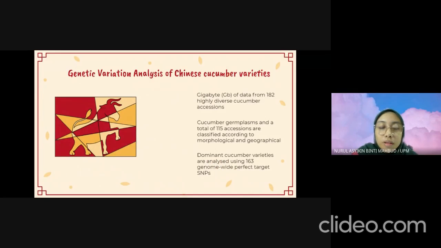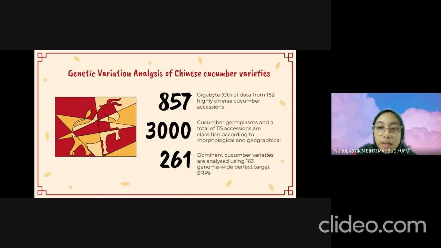Okay, in this study, a total of 857 gigabytes of data from 182 extremely diverse cucumber accessions covering all cucumber ecotypes in China were evaluated. 3,000 cucumber germplasms and a total of 115 accessions have been classified according to morphological and geographical properties, and 261 dominant cucumber varieties are analyzed using target SNP sequence with 163 genome-wide perfect SNPs.